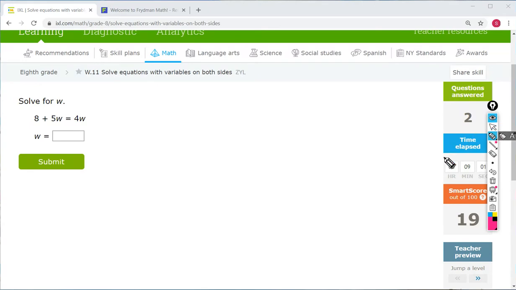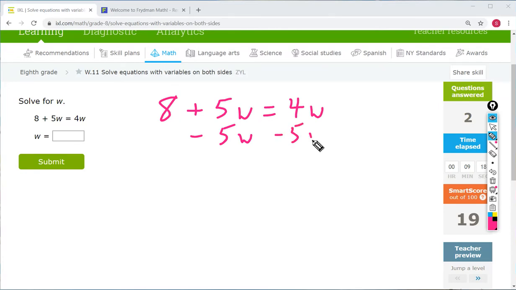Let's try another one. 8 plus 5w equals 4w. We will subtract 5w from both sides. Why am I doing that? I'm doing that because that's going to get rid of it on the left side. So now all of my w's will be on the right side, and I have no w's on the left side.